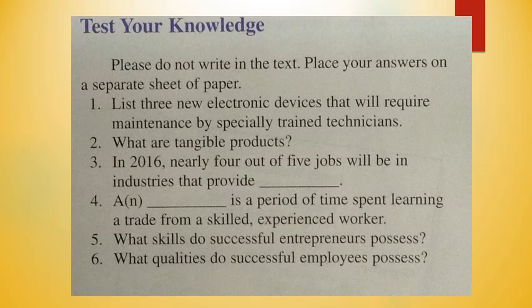What are tangible products? Tangible products are products that are physical, occupy space, occupy a certain need in society. They provide either a service, they provide some sort of utility. Question number 3, in 2016, which is about 3 years ago now, nearly 4 out of 5 jobs will be in the industries that provide, and the answer is service. Fill in the blank. A or an blank is a period of time spent learning a trade from a skilled, experienced worker, and that is an apprenticeship.